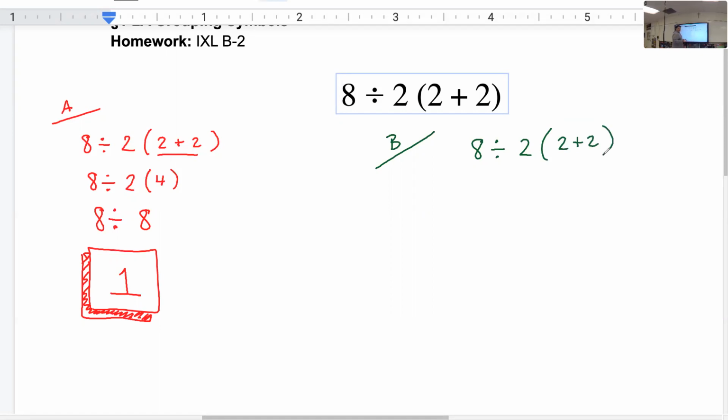So everyone knows you do parentheses first, right? I mean, come on, right? So it's going to be 8 divided by 2 times 4, and then multiplication and division are really the same thing, right? So 8 divided by 2 is 4 times 4 is 16.